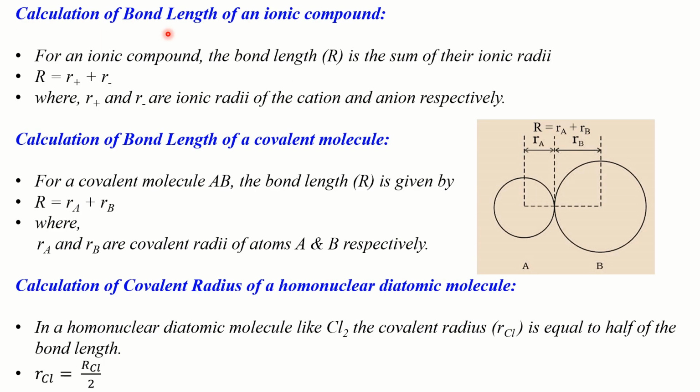Students, how do we calculate the bond length of an ionic compound? An ionic compound consists of a positively charged cation and a negatively charged anion. Okay, the bond length of an ionic compound R is just the sum of the radii of the cation and anion constituting the compound, and this is mathematically given by capital R equal to R plus plus R minus, where R plus is the ionic radius of cation and R minus is the ionic radius of anion.